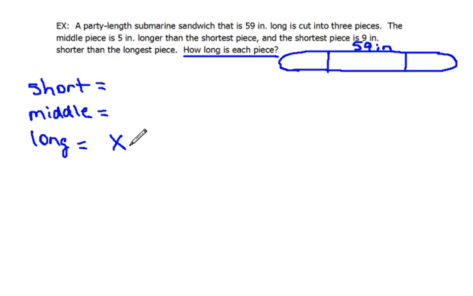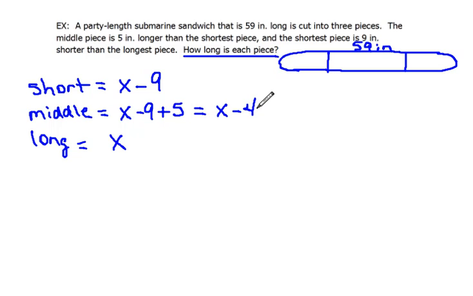So it seems like everything is based off of knowing the longest piece. So I'm going to call that x. Now it said the shortest piece is 9 inches shorter than the longest. If the longest is x, then the shortest would be 9 fewer, so I'm going to label that as x minus 9. Then it said the middle piece is 5 inches longer than the shortest piece. Our shortest piece was x minus 9, and if the middle one is 5 longer, I can add 5 to that. So simplified, that would be x minus 4 for my middle piece.